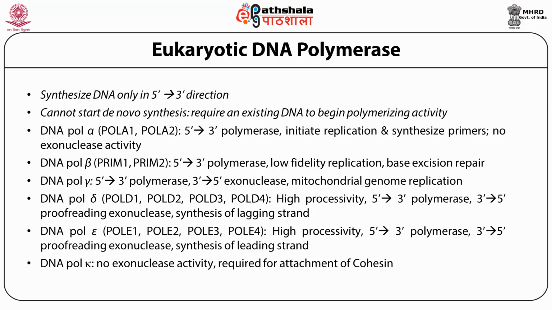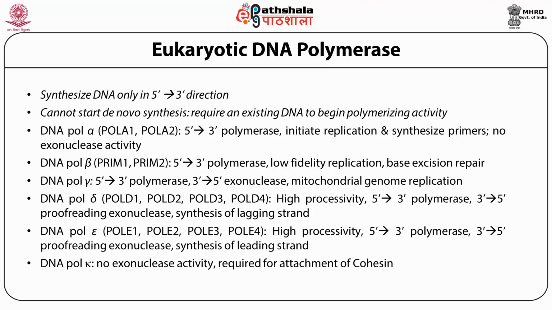Pol alpha is dedicated for synthesis of primers, showing a 5' to 3' polymerase activity, which actually is DNA-dependent RNA polymerase activity. It does not have any exonuclease activity, however. Pol beta also synthesizes DNA in the 5' to 3' direction, however with a low fidelity. It is also involved in base excision repair. Pol gamma shows a 5' to 3' polymerase and 3' to 5' proofreading exonuclease activity. It is involved with mitochondrial genome replication.